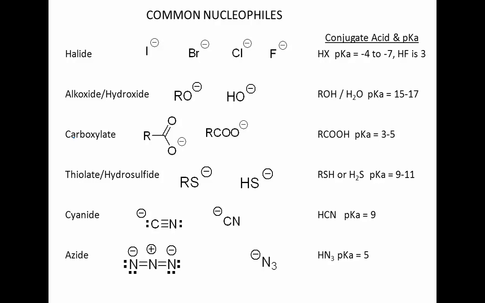Cyanide anion, we'll see many examples of this. This is probably the most common one we'll see in the equations that I present. It has a pKa of 9. And the azide anion, derived from hydrazoic acid here, has a pKa of 5. This is a latter one. You've probably never seen anything like it before, but we're going to find it's a very useful way to introduce nitrogen into organic compounds.